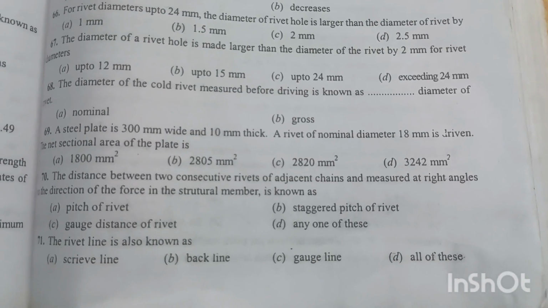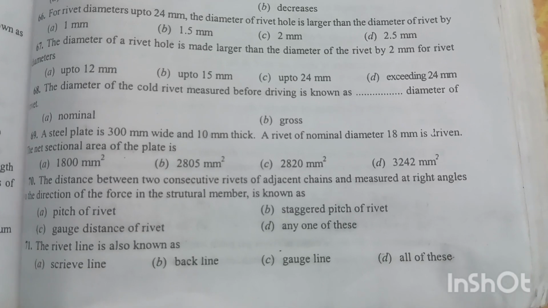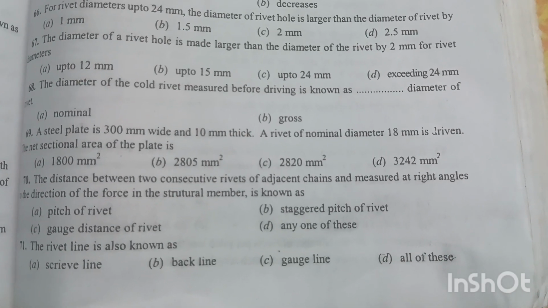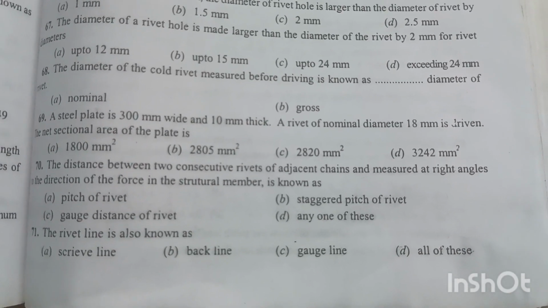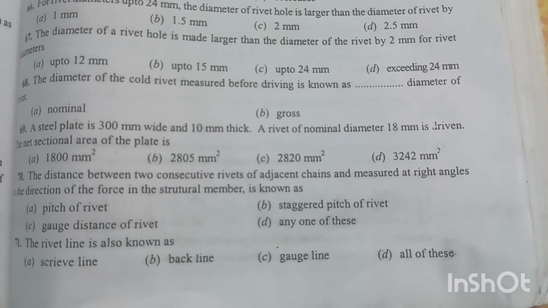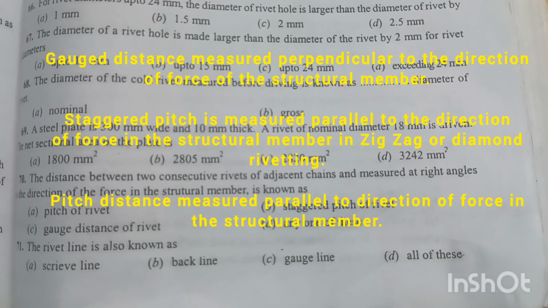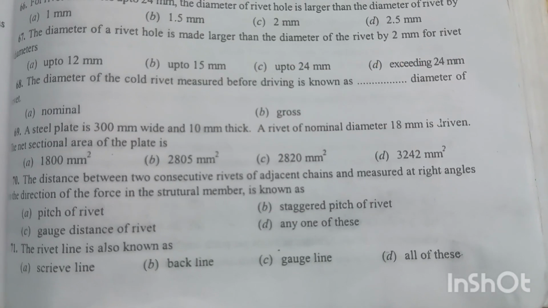Question number 70. The distance between two consecutive rivets of adjacent chains, measured at right angles in the direction of forces in the structural member, is known as the gauge distance of the rivet. Option C is the right answer.